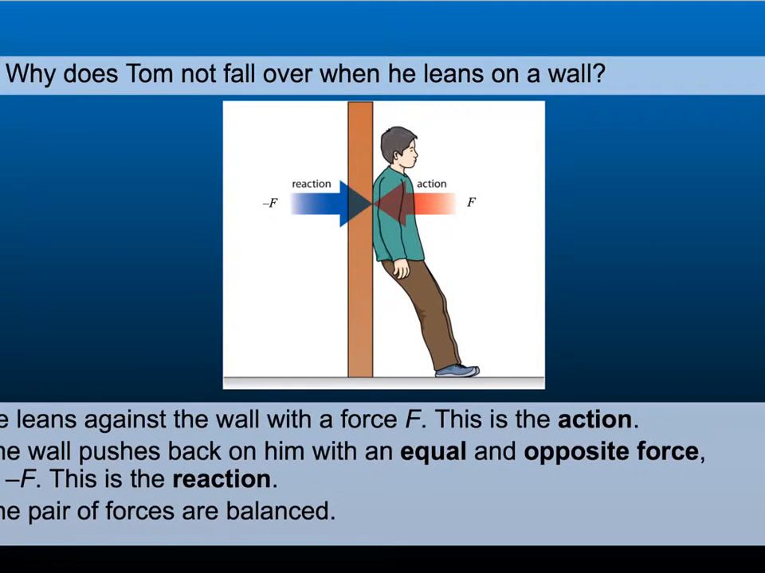These forces are equal and acting in the opposite direction to each other. The blue arrow is called the reaction. So forces will always come in pairs. One of the forces is the reaction force and one of the forces is the action force. So here we've got Tom, who is pushing against the wall, but then we've also got the wall which is pushing against Tom.